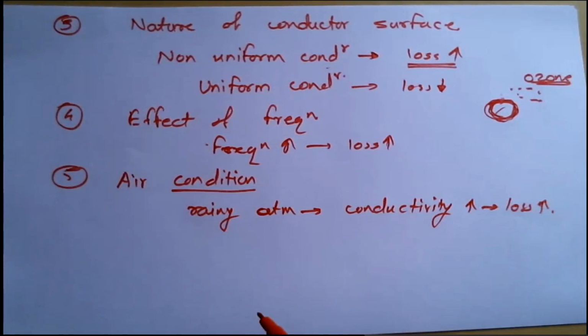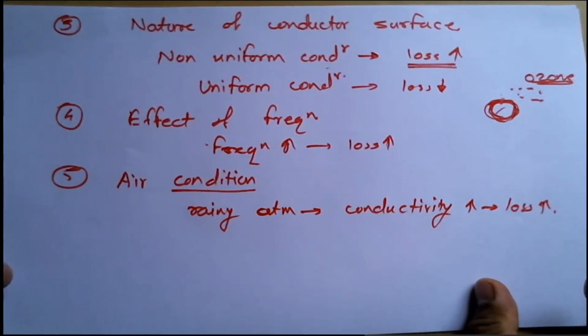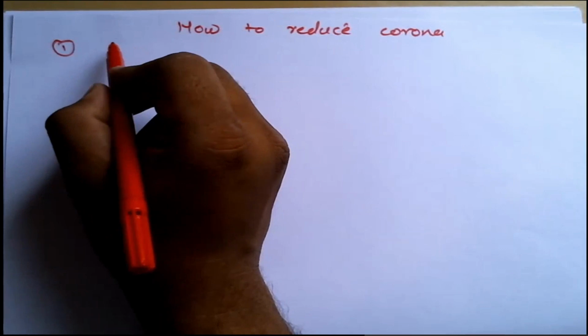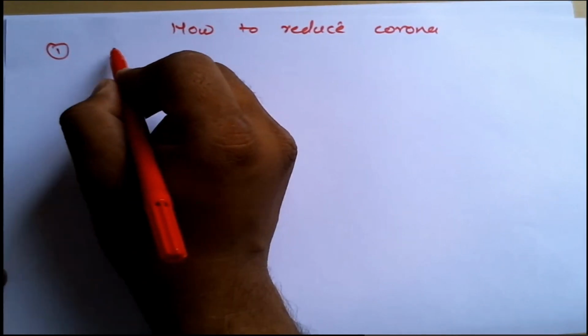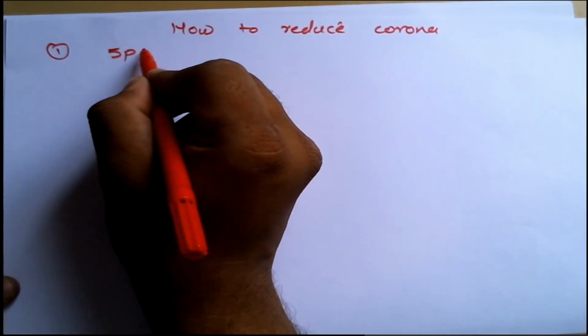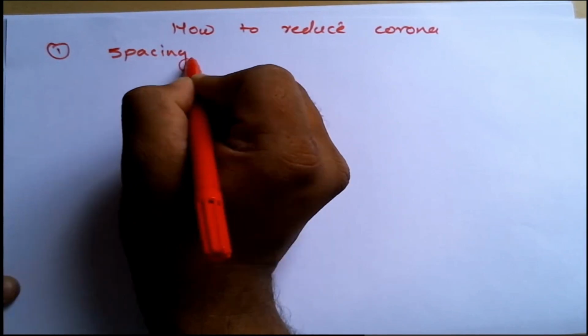So how to reduce this corona? Actually, let us see how to reduce it. Can anyone please tell me? Anybody knows how to reduce the corona? Conductor spacing. So we can use bundle conductor. First is the spacing between conductors, very nice.